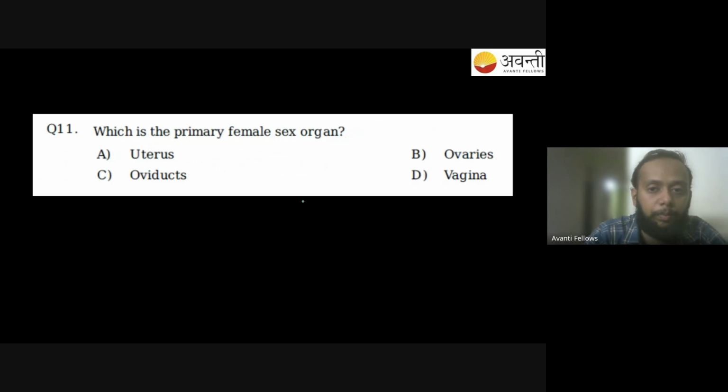So, which of the following is a primary sex organ in the females? A, B, C, D. Shikha. So much time. Shikha, tell me. Sir, option A. Primary female sex organ, option A.